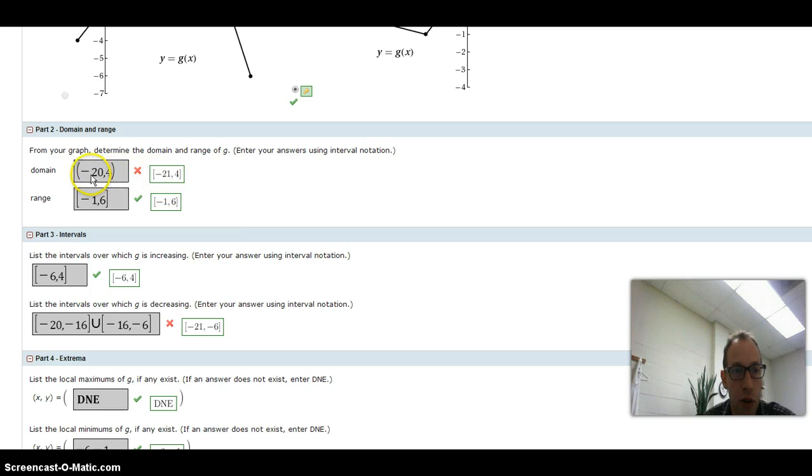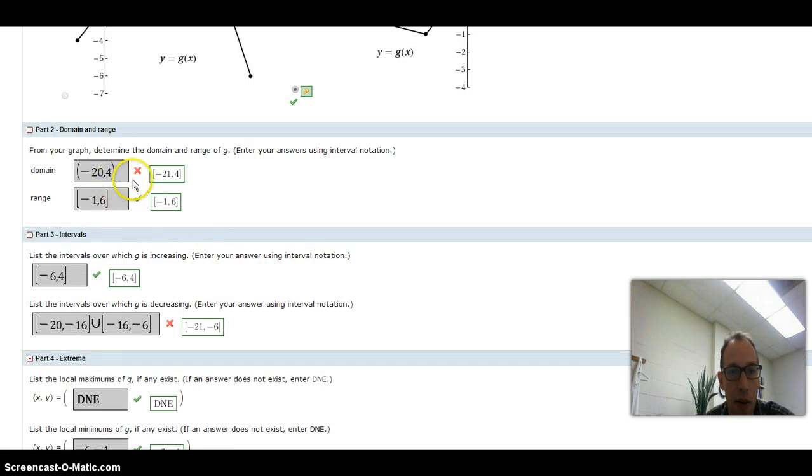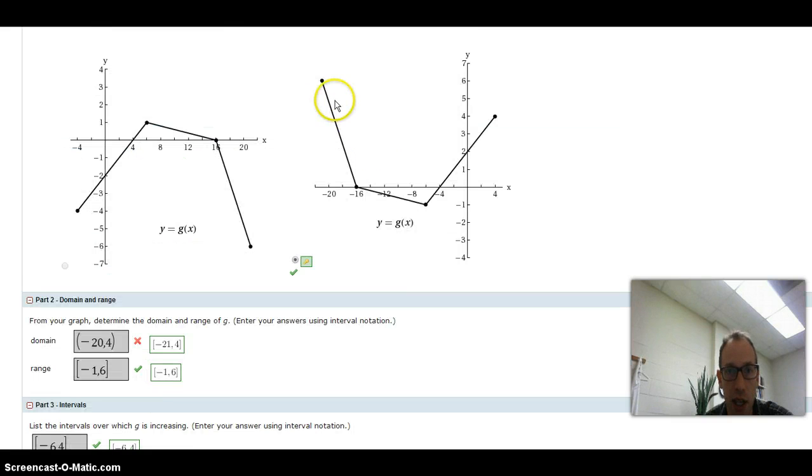So right here you have the domain from negative 20 to 4, and it should be negative 21 to 4. But also importantly, these are closed dots, these two endpoints right here and here. Because of that, we want the square brackets to include those points in the domain, whereas your curved brackets would be appropriate if it was an open dot in these two positions.